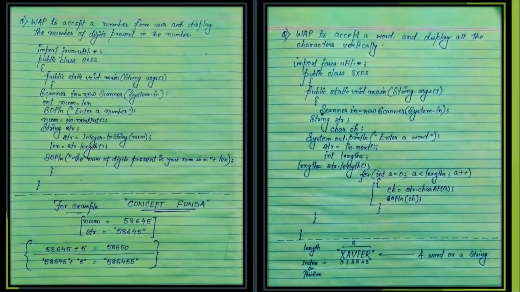Okay. Public class, the class name itself is SXES. Okay, St. Xavier English School short form. After that, public static void main string args. After that, Scanner in is equal to new Scanner(System.in). What is this line? This line is creation of the object. The object name is in. This process of creation of object is also known as instantiation.